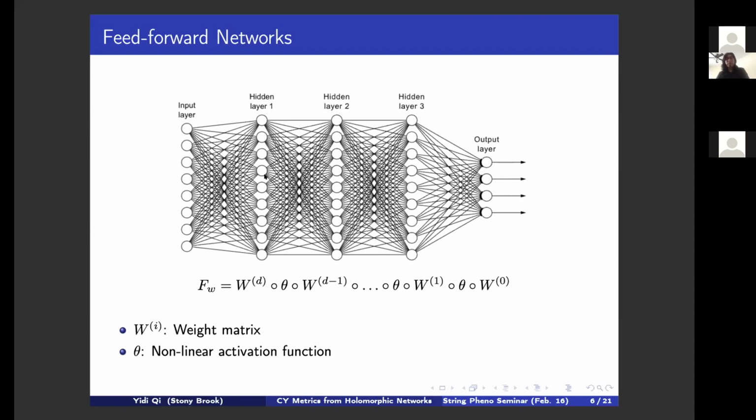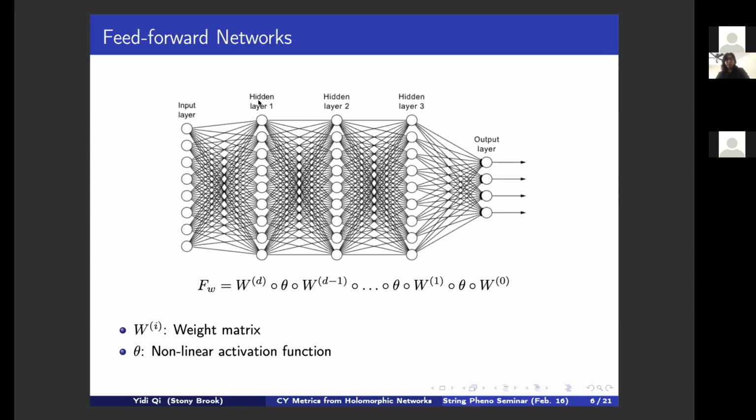network structure. Basically, we have an input vector, and you multiply this input vector by some weight matrix W, and then you go through some nonlinear activation function theta. The reason we have this nonlinear function is that if you only had linear transformations in each layer, the expressive power would not increase even if you increase the number of parameters.